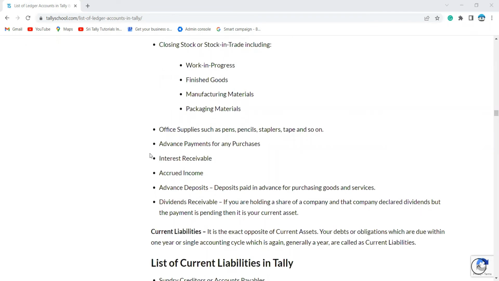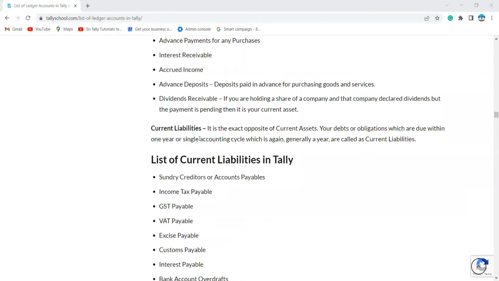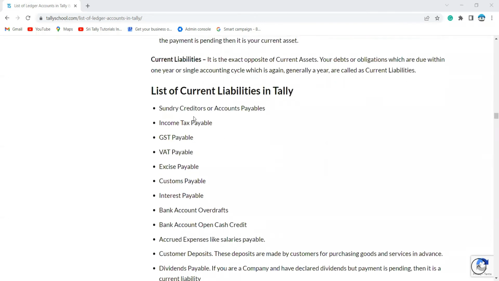What are current liabilities? It is the exact opposite of current assets. Debts or obligations which are due within 1 year, or a single accounting cycle, which is again generally a year, are called current liabilities. List of current liabilities: sundry creditors or accounts payable. Sundry creditors means our suppliers. We purchase goods from a supplier and we have to pay the amount, no? That's why it comes under current liabilities.